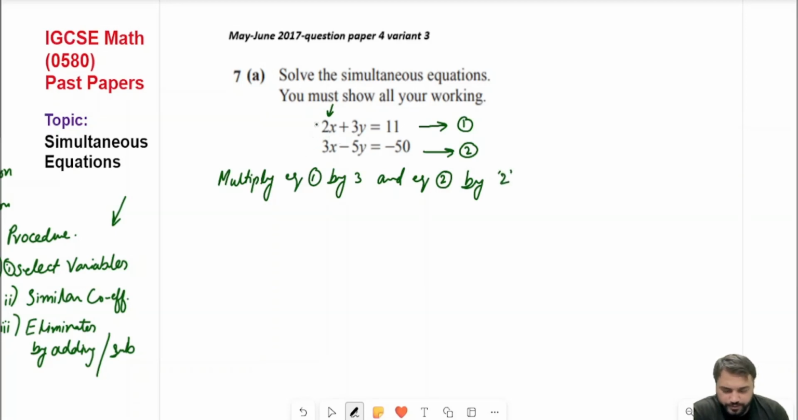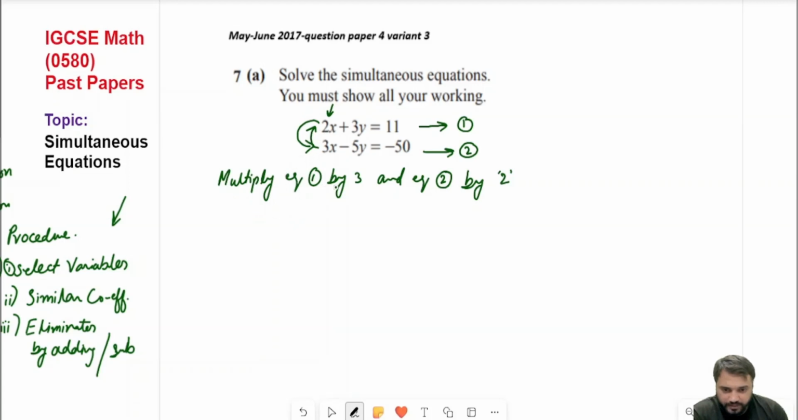How did I do it? Just look at it. We have 2x in the first equation and we want to make it equal to the second equation's coefficient, that is the x coefficient. So you just need to multiply like this. Multiply this coefficient of x to the equation 1 and this coefficient of x to the equation 2. This is a process. Just memorize it.